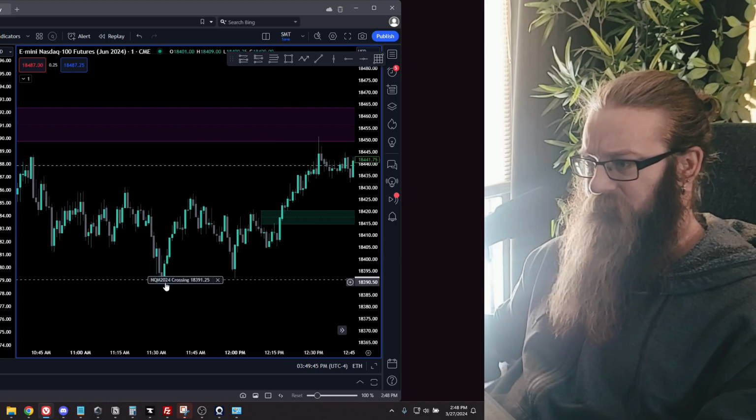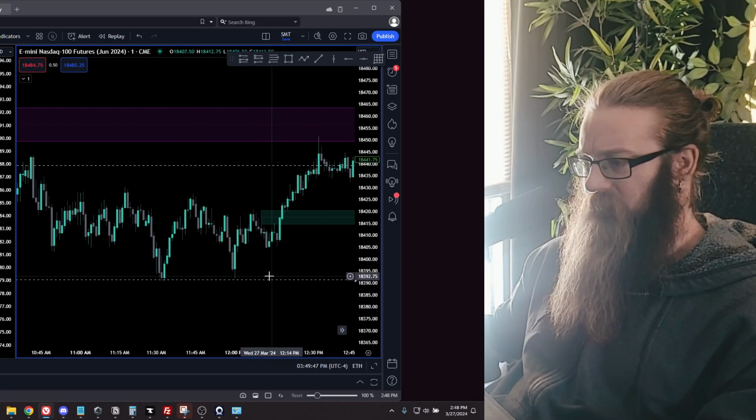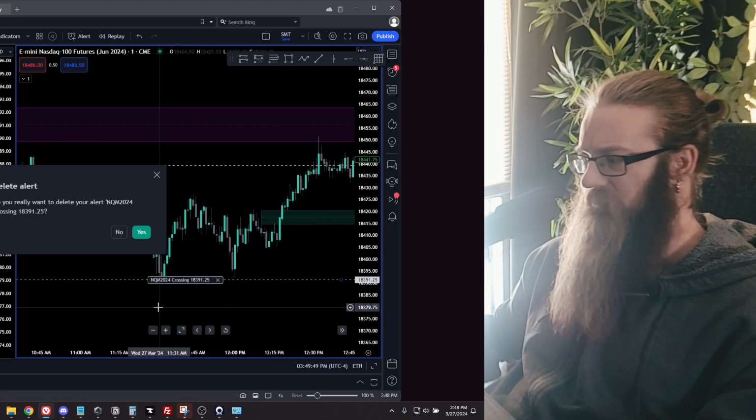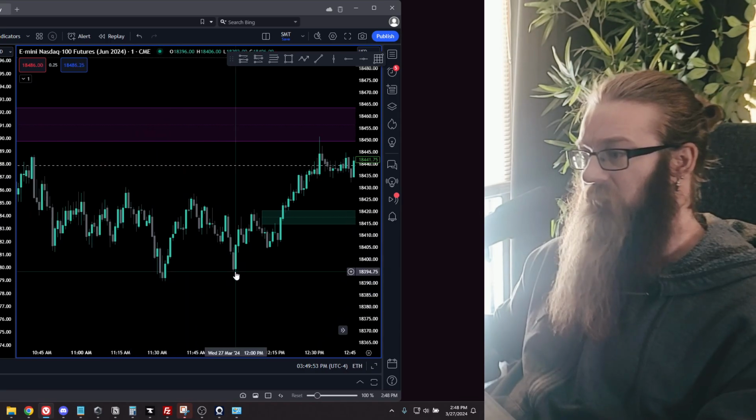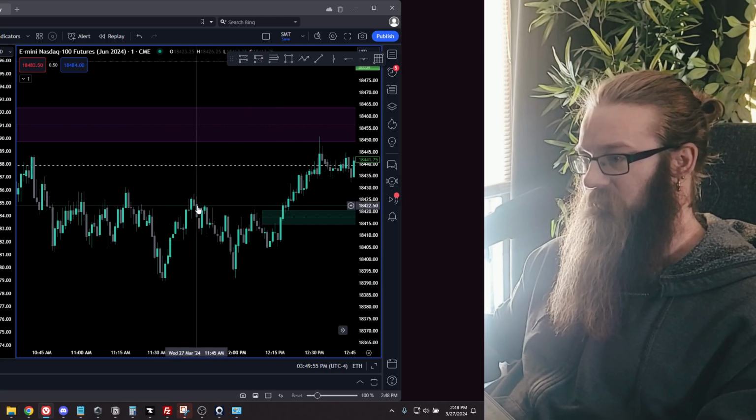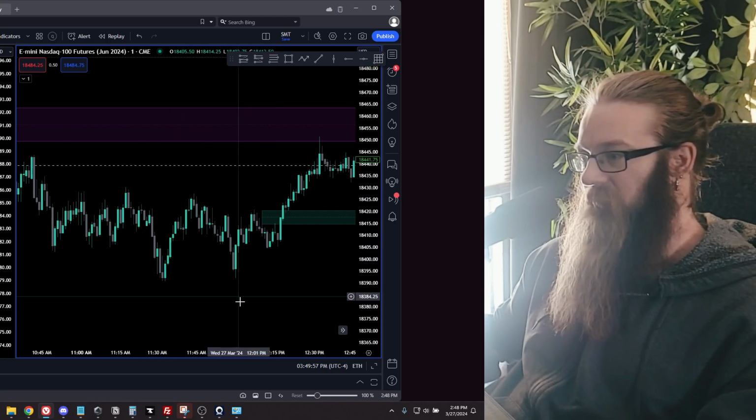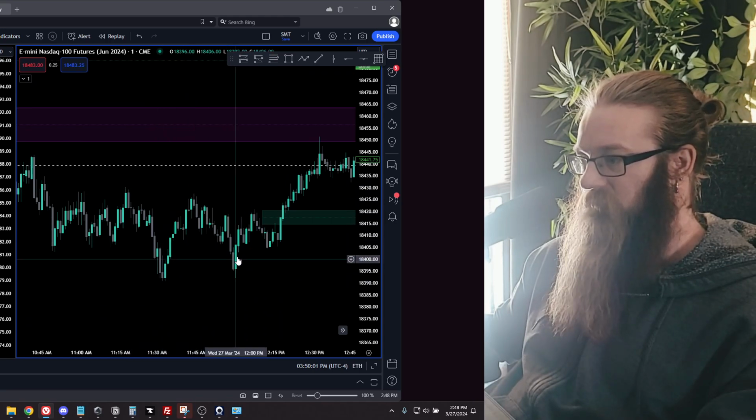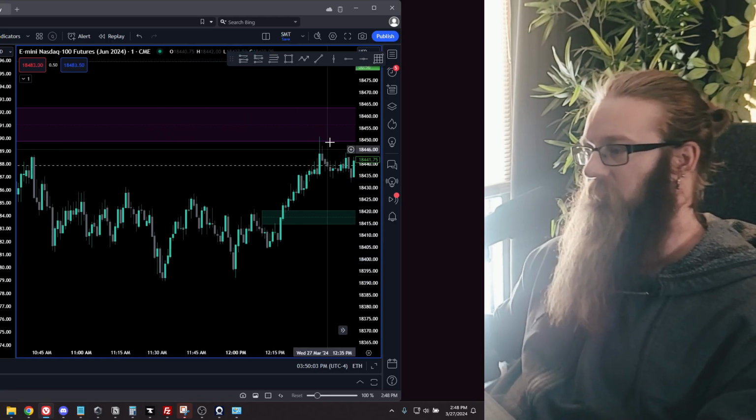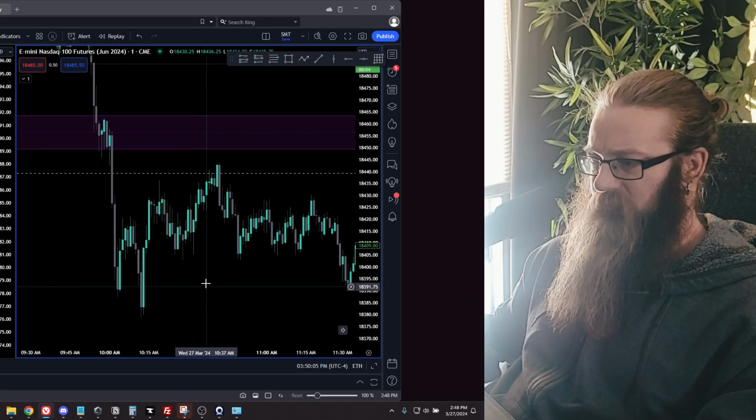Mitigation is like this. It's a low, high, higher low, higher high. So it doesn't make that lower low. A low, high, higher low, higher high, and then comes back into it. So kind of like that.